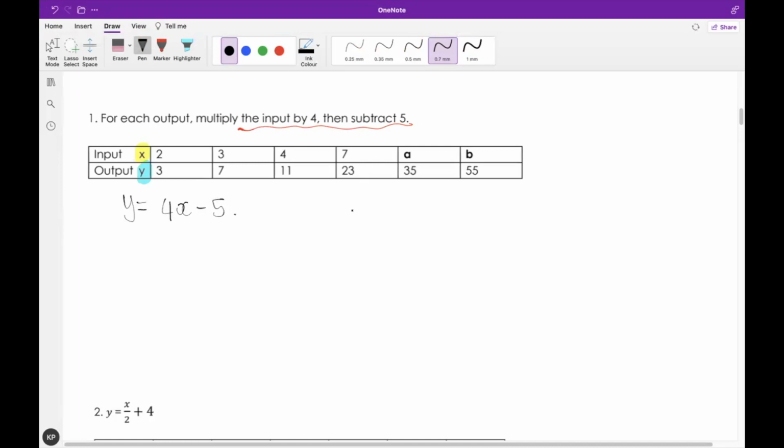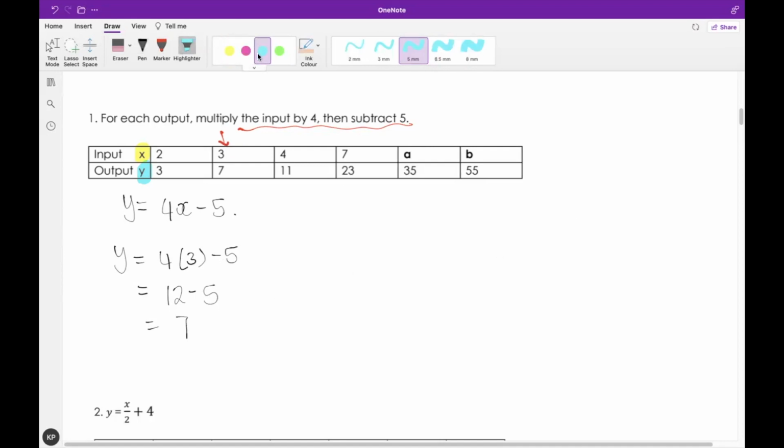Now, before we go anywhere, I'm just going to check with the existing inputs and outputs that it does work, okay? So I'm going to substitute 3 and see what happens. Y equals 4 times 3 minus 5. What is 4 times 3? 4 times 3, 12 minus 5. That's 7. So this formula is in fact correct.